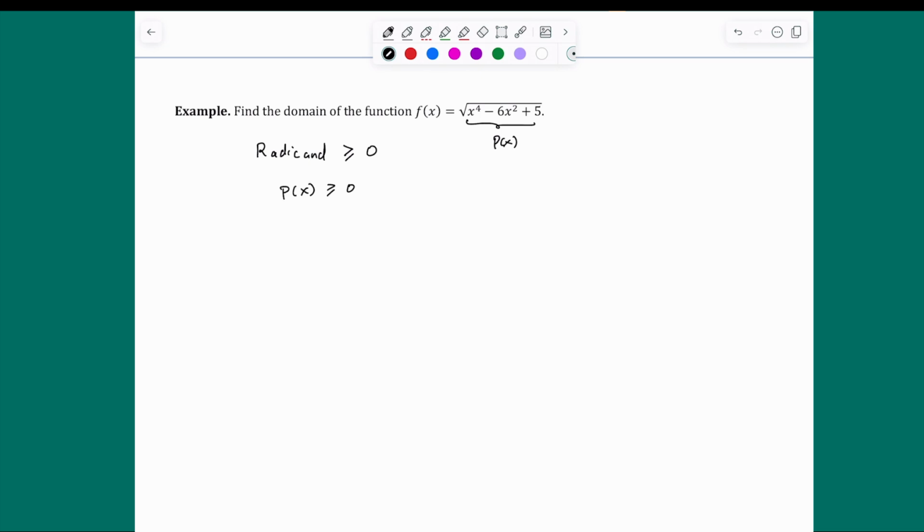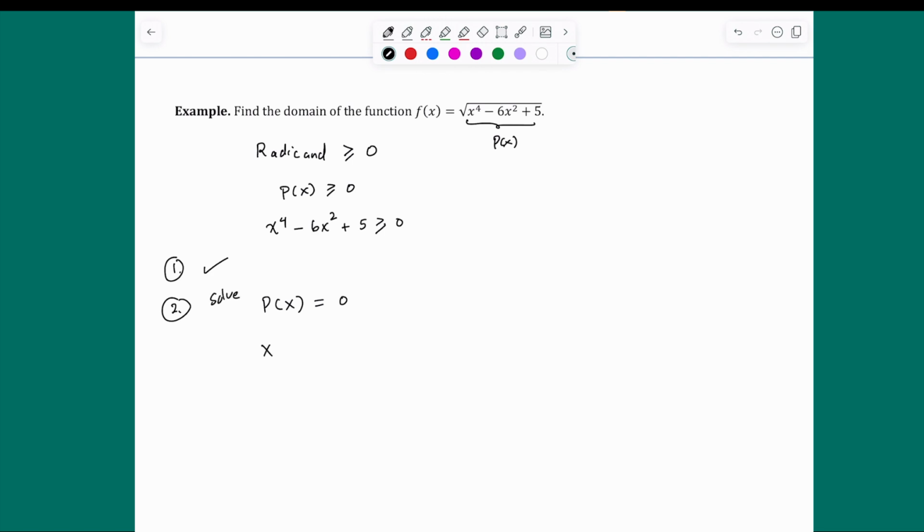All right, and so of course that polynomial, x to the fourth minus 6x squared plus 5, needs to be greater than or equal to 0. Well, step one, this is a polynomial inequality, and we have to make sure that 0 is on one side and the polynomial is on the other. Okay, so that's done already. Step two is find the real zeros of the polynomial. Okay, so we need to solve that equation.